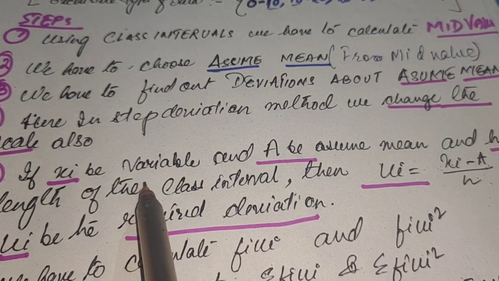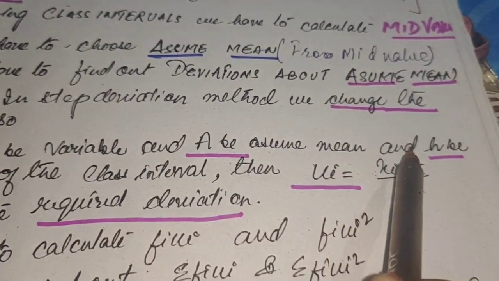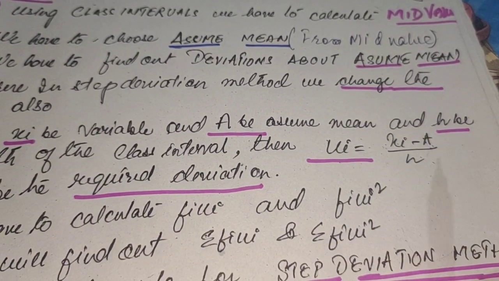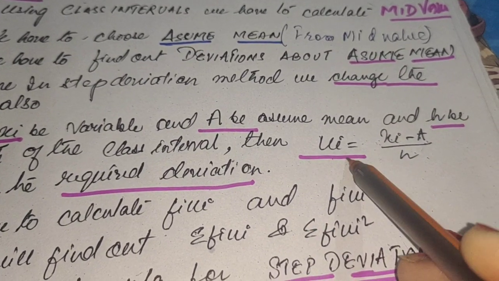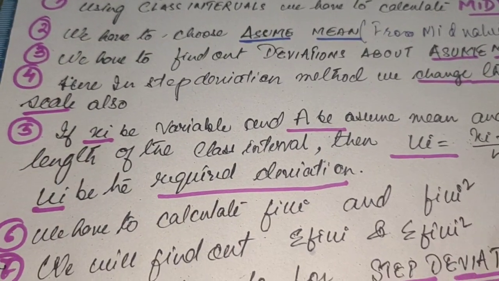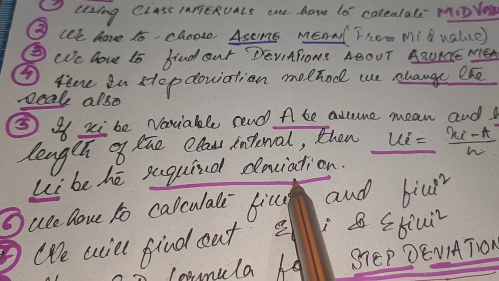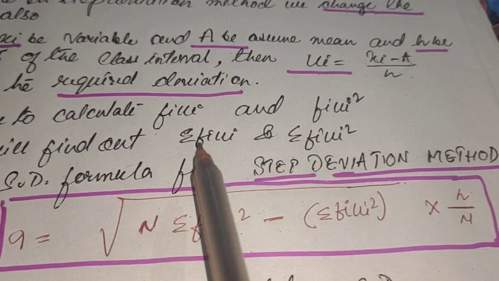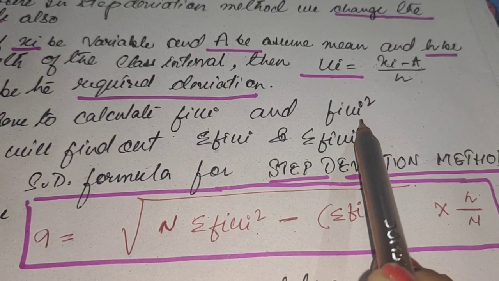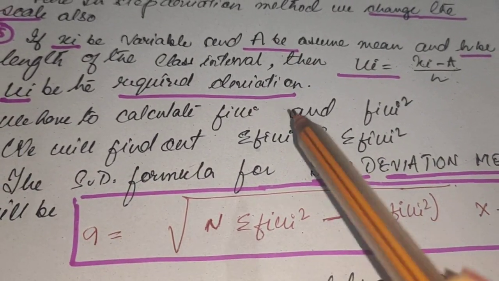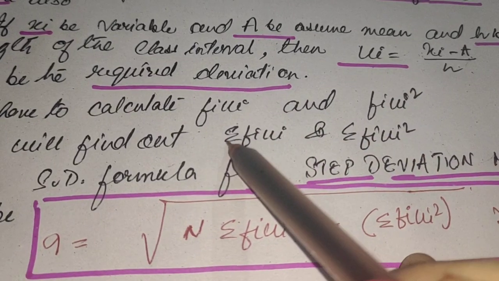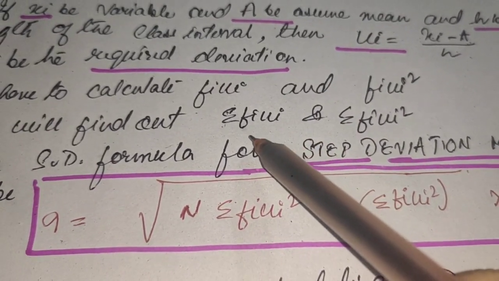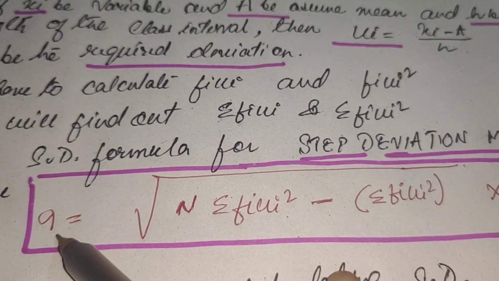Next, if xi is the variable, a is the assumed mean and h is the length of the class interval, then ui, or in some books it is written as di, equals xi minus a by h. Then ui is the required deviation that we need for the next step. Next, we have to calculate fi ui and fi ui square from the table, and then find their sum total, the summation. This is known as capital sigma. This is your small sigma. Capital sigma signifies summation and small sigma signifies standard deviation.